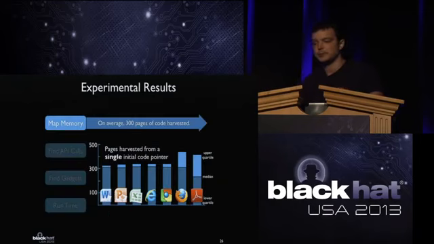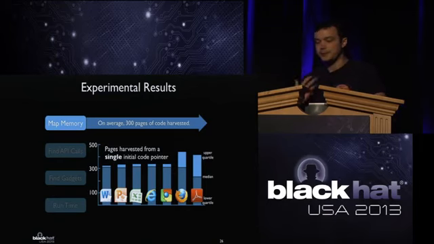So here are some of the results of that experiment. What you're seeing here is a box plot for each application. The light blue color represents the upper quartile of the number of pages we're able to map out. The darker blue box represents the lower quartile, and the line in the middle is just the median. And keep in mind that each one of these bars represents thousands of runs where we kicked off the entire process from a different initial code pointer.